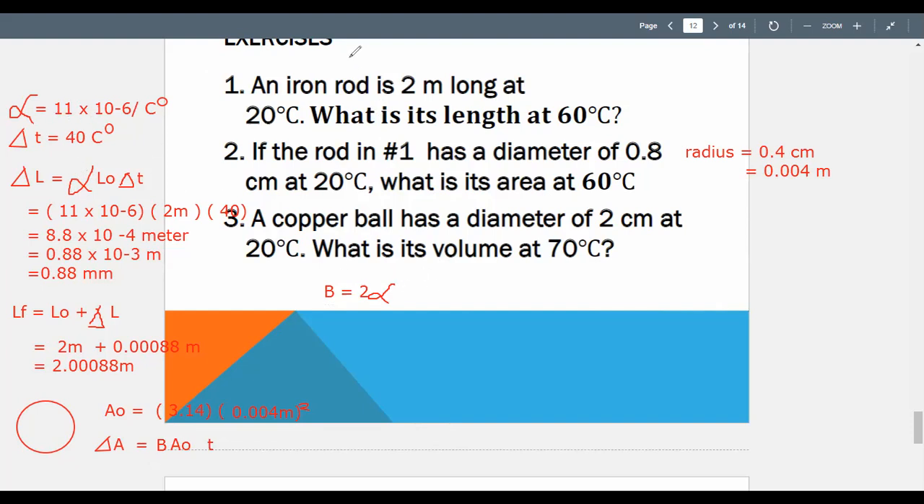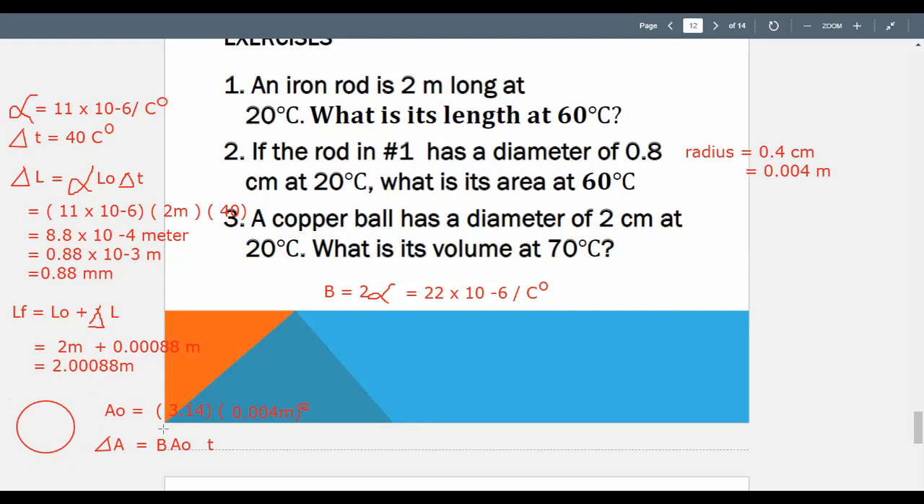So if it's doubled, then this will simply be equivalent to 22 times 10 to the minus 6, and that is still in Celsius degree. So that's the relationship of alpha and beta. We simply multiply it. And if it's volume, then we simply triple the value. So we use a different symbol for volume.